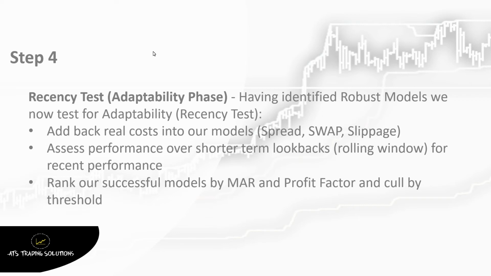So just to state this clearly, in step 3 where we tested robustness, we now pass those models that have all been tested for their robustness into this recency phase, which looks at their performance in relation to more recent market conditions. For example, we might use a 10-year look back, a much shorter look back, looking at how trends have performed in more recent market conditions.